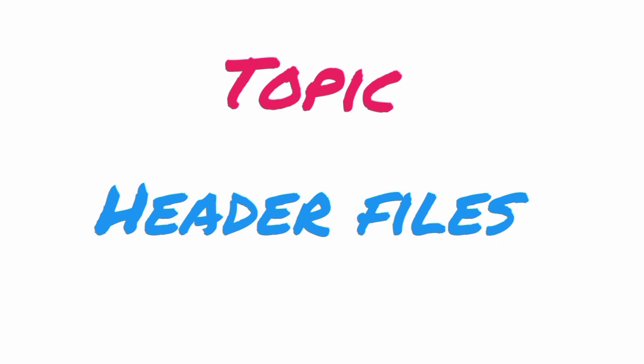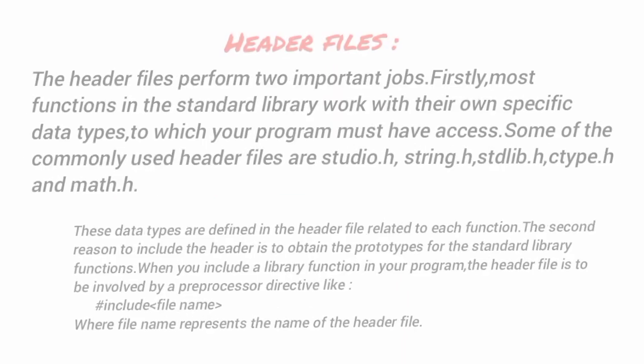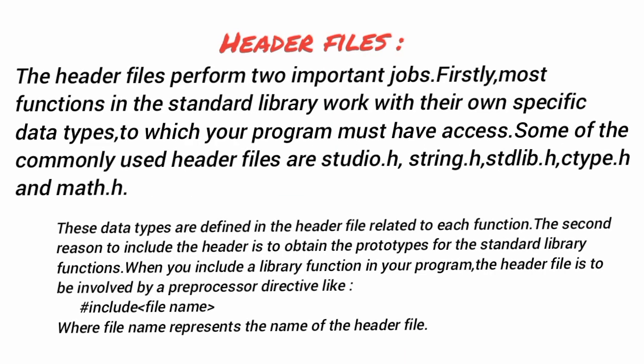The next one is header files. These are very important. The header files perform two important jobs. Firstly, most functions in the standard library work with their own specific data types to which your program must have access. Some of the commonly used header files are stdio.h, stdlib.h, string.h, ctype.h, and math.h.